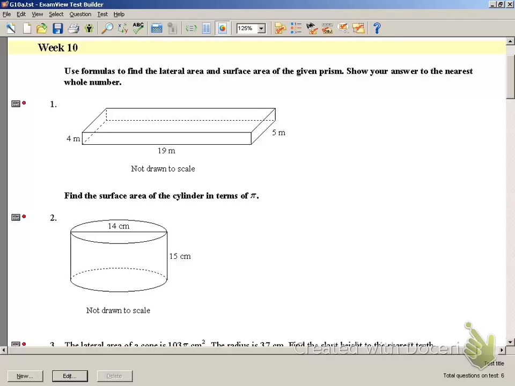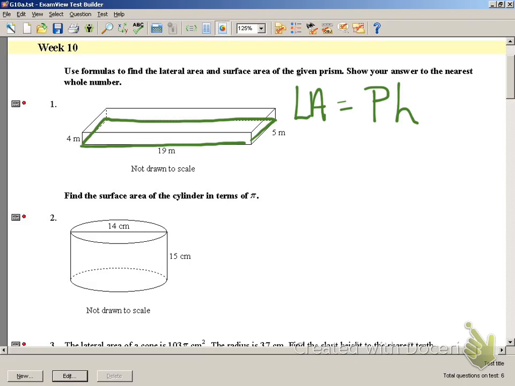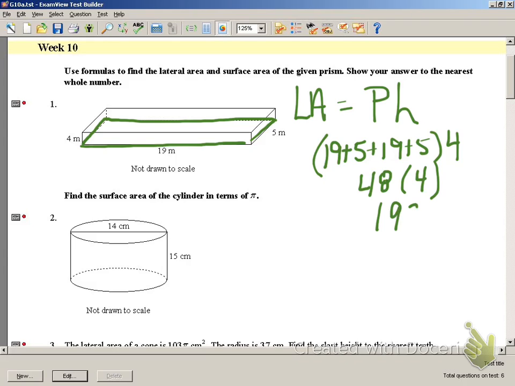All right, number one, we're finding lateral area and surface area of the given prism. To find lateral area, we are going to say that the lateral area equals the perimeter times the height. The perimeter of the base is 19 by 5, so it's all of that distance. Not 19 times 5, it's the perimeter. So we're going to say 19 plus 5 plus 19 plus 5. Then I will multiply that times 4. So when adding that, we have 48 times 4, which gives us 192 squared meters.